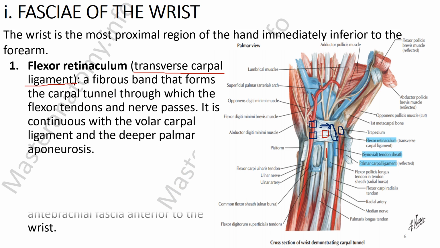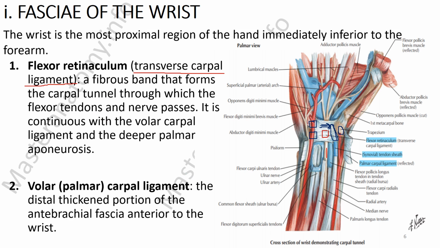So the flexor retinaculum continues with the volar carpal ligament, the palmar carpal ligament. Now this ligament is the thickened inferior end of the antebrachial fascia. Now the antebrachial fascia, remember, invests the antebrachial region, and this is the volar carpal ligament, which has its continuity with the flexor retinaculum and the antebrachial fascia.